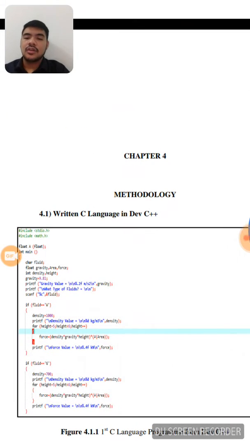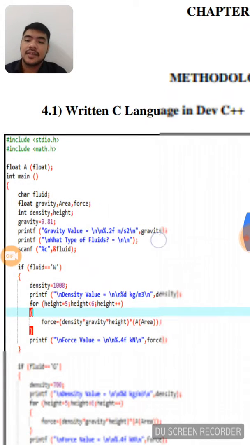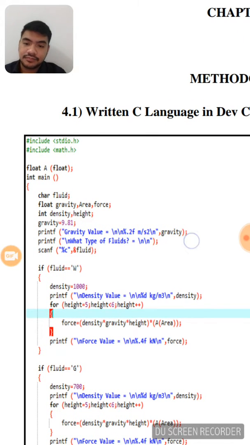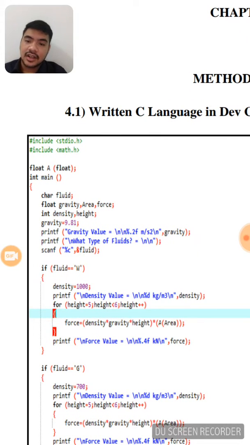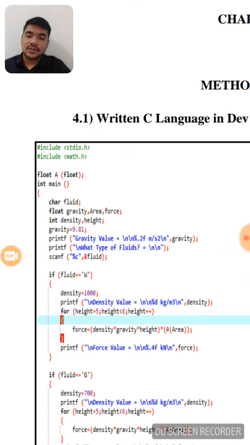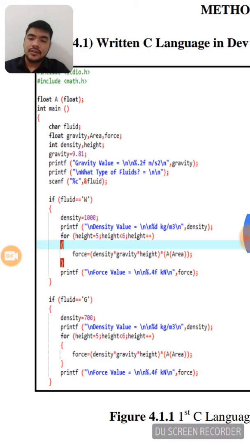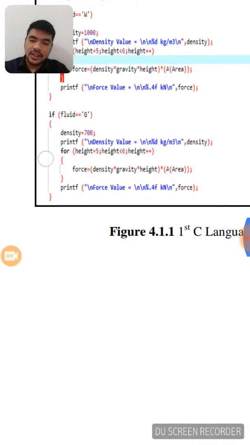Also, this is our chapter 4, which is the C language written in Dev C++. As you can see, there is float A, and integer main, which will become our character for the fluid. The float values for the C language in Dev C++ are the gravity, area, and forces. The integers are density and height. So we fix the gravity value at 9.81, and then we need to printf the gravity value and the type of the fluid. Basically there are four types of fluid: W, G, S, and K.